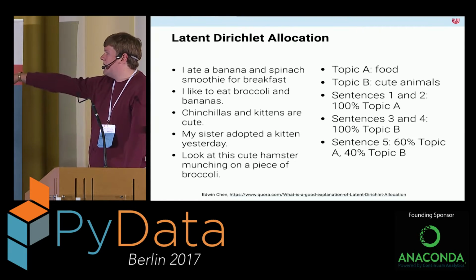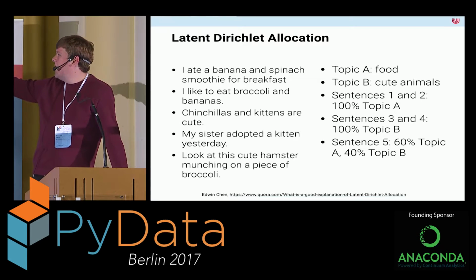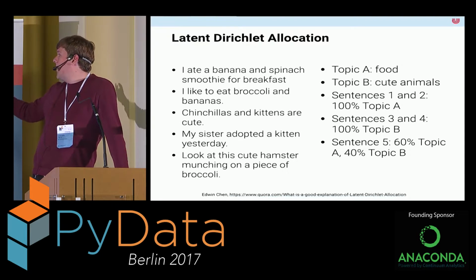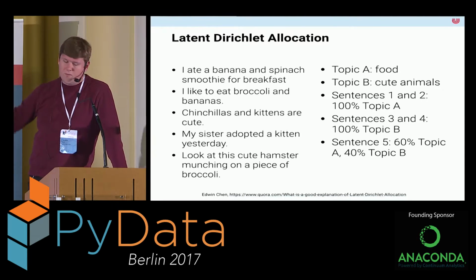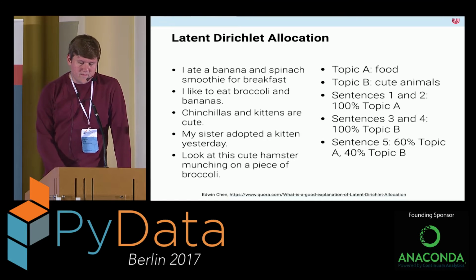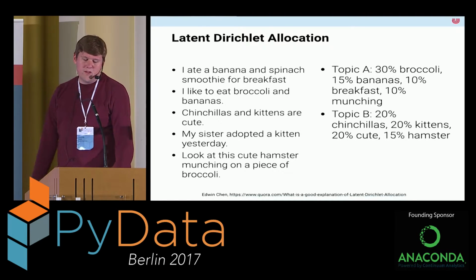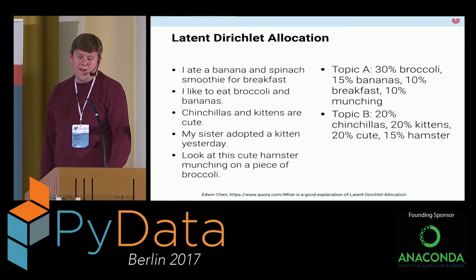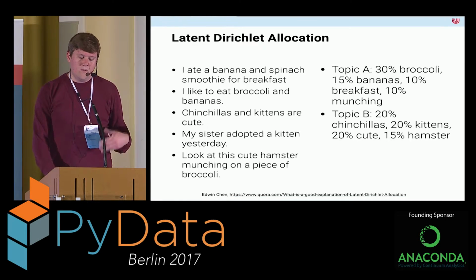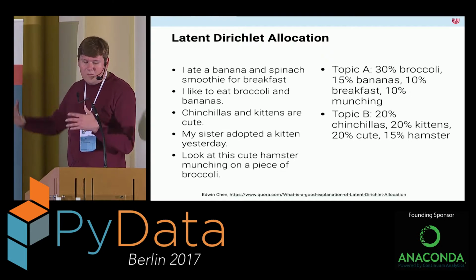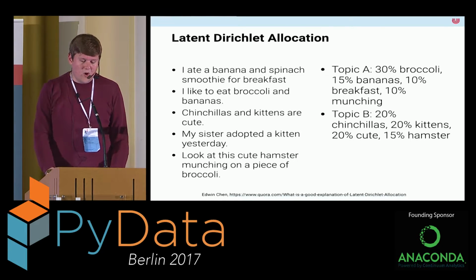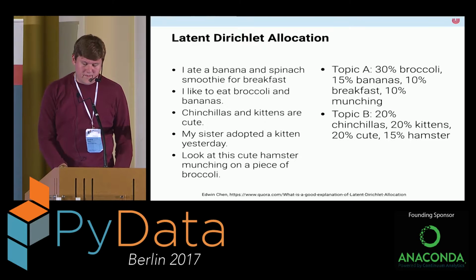And this is really interesting, and that makes it so powerful. The last sentence is mostly, or much more, about food and somewhat about animals, because it has munching and broccoli. That makes it more about food. And we can also then say, okay, topic A consists of the words broccoli, bananas, breakfast, and munching, but we can also say how much it consists of these topics, and the same for topic B.